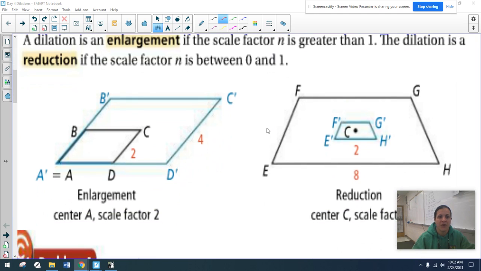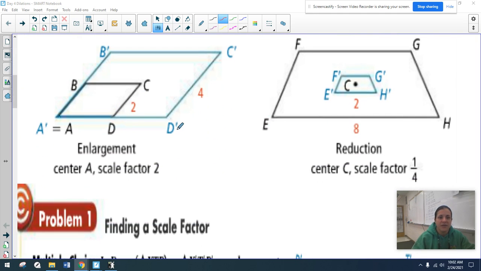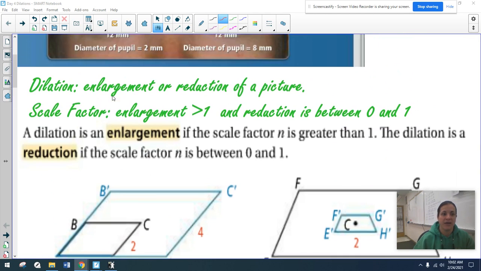Okay, so right here, notice the primes. The primes tell you the new picture. That's the most important thing. Since the blue picture is bigger, that makes it an enlargement. And when you do your scale factor, you have to put your primes on top. That's the really important thing with scale factor. If you take notes, make sure that the prime is on top.